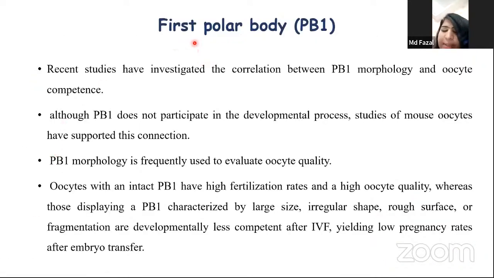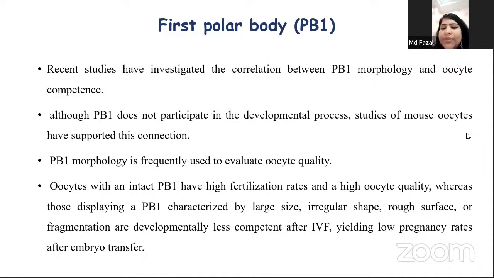How important is this first polar body? The first polar body appears as soon as the cell comes out, once it has ovulated. And when does the second polar body come? As soon as fertilization happens, right? So the first polar body comes when there is ovulation, and the second polar body comes when there is fertilization.